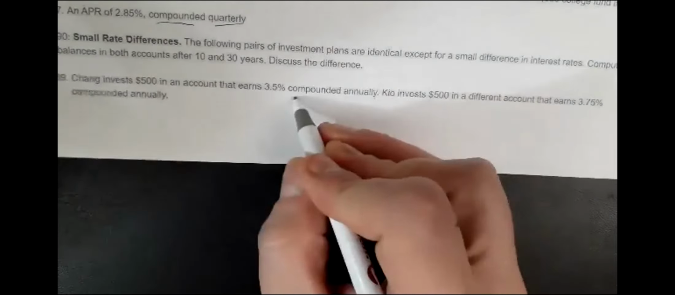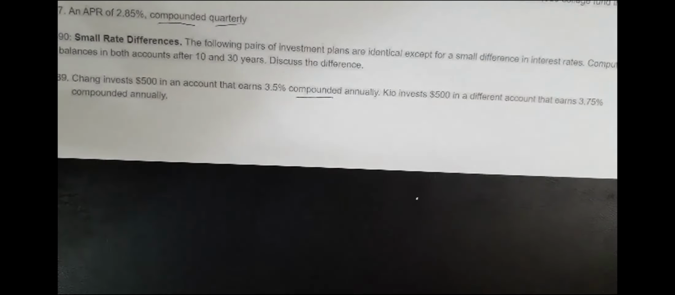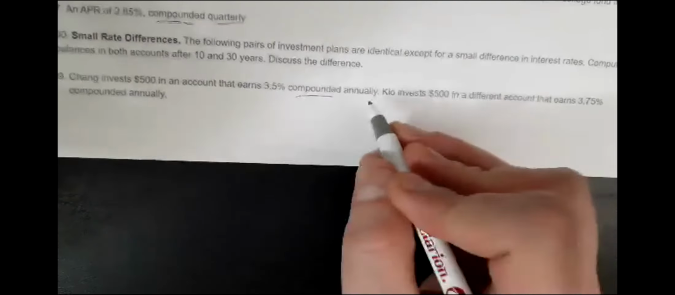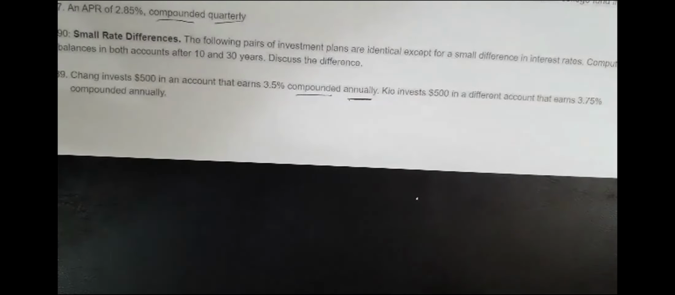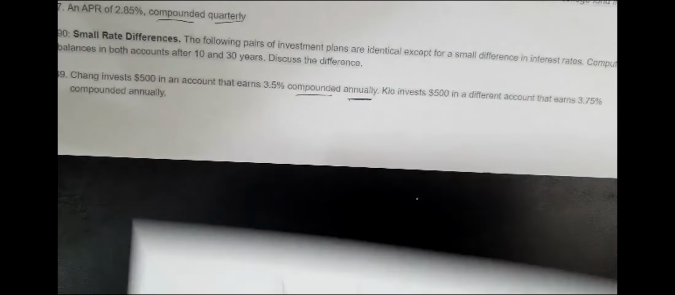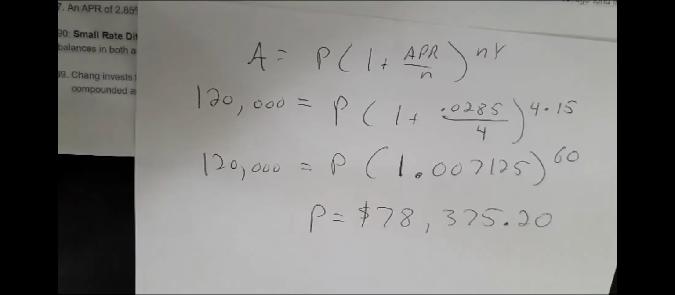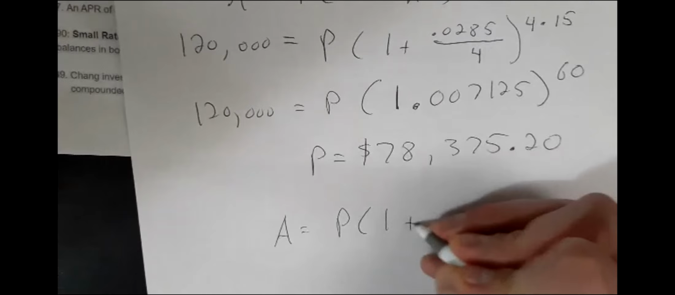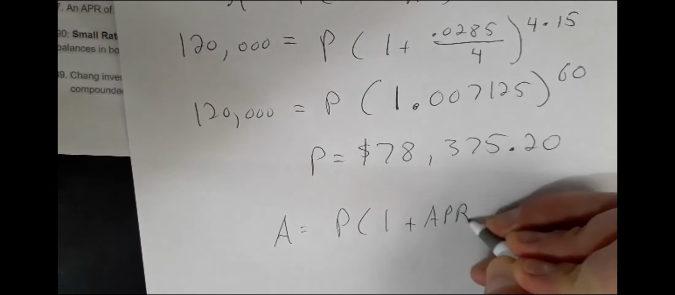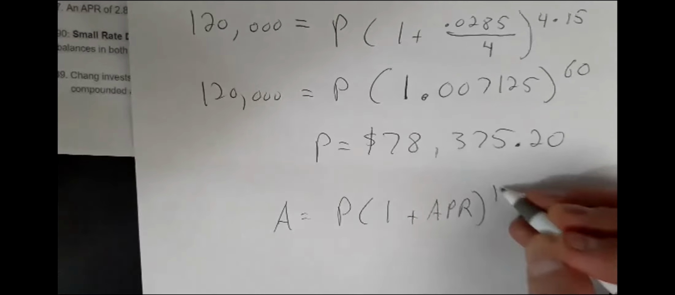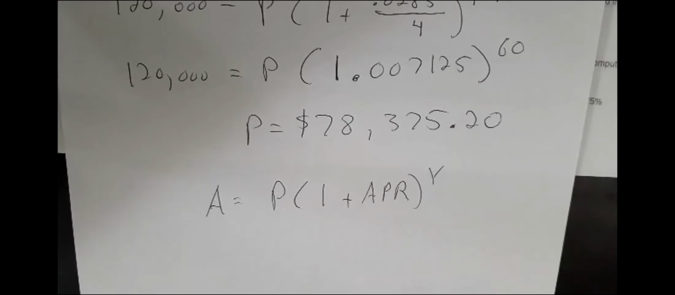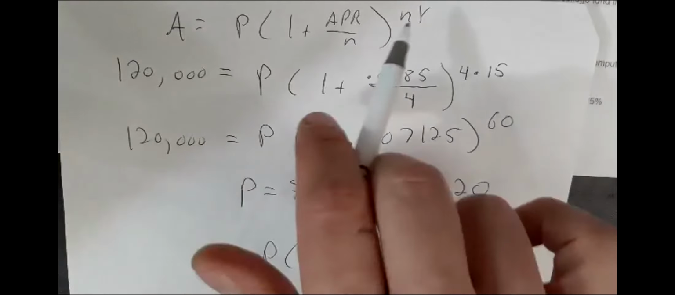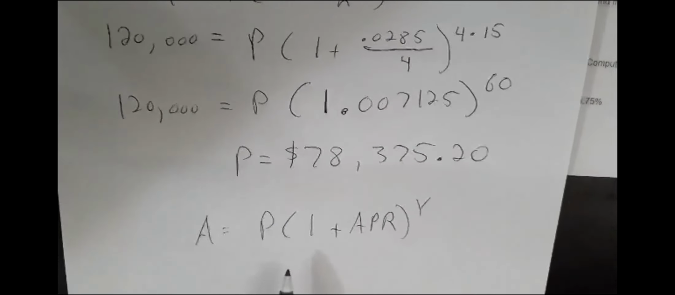The keyword I see is compounded, so I know I'm going to use one of my compound interest formulas. The other thing I see here is annually. You could use this one again, but since it's compounded annually, we have a very specific formula for things that are compounded annually. It is a little bit simpler. You could use this one and let n be 1.